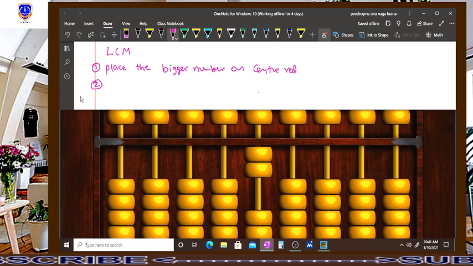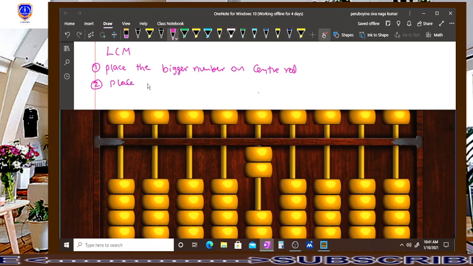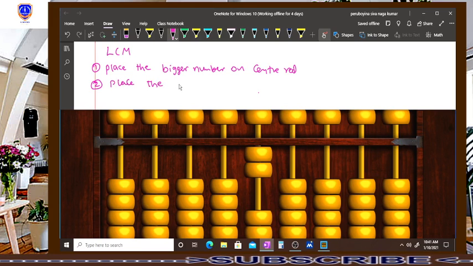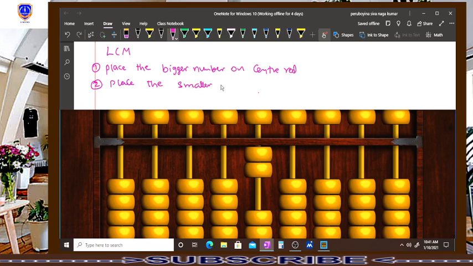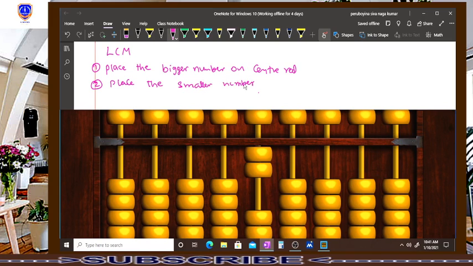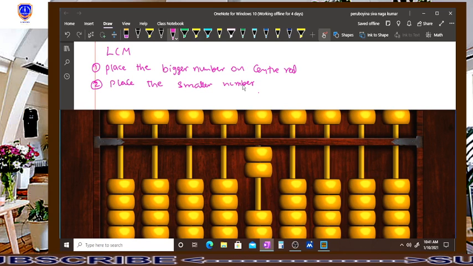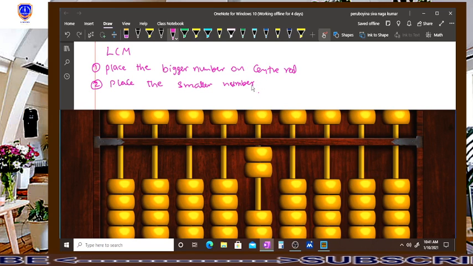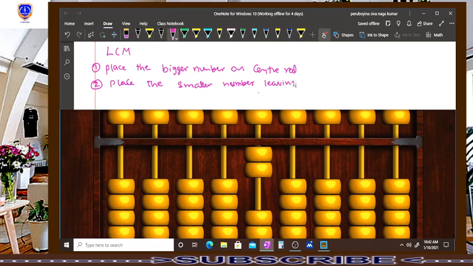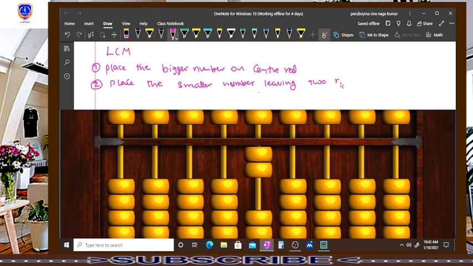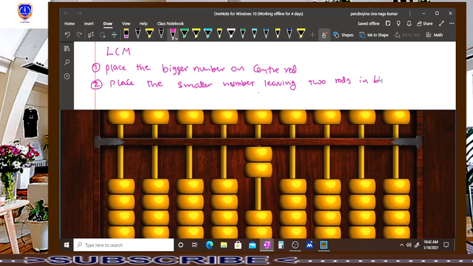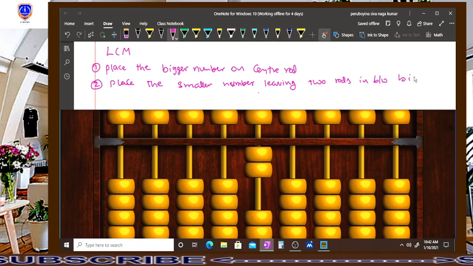Rule number two: place the smaller number on the left side. For doing LCM, students are requested to learn how to do multiplication and how to do division before this procedure. You have to learn all those things properly. Now place the smaller number, leaving two rods in between the bigger number. Okay.